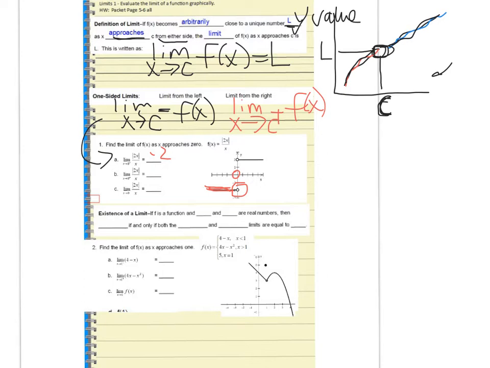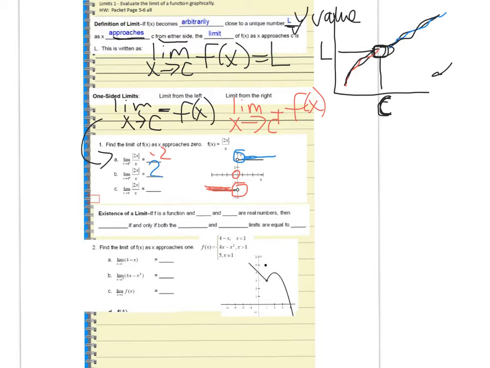Then, our next one, 1b, asks the limit as we approach 0 from the right of our function, absolute value of 2x over x. So here we are, walking, walking, walking, getting closer and closer to x equals 0. What is this y value that we are getting closer and closer to? That y value is 2.